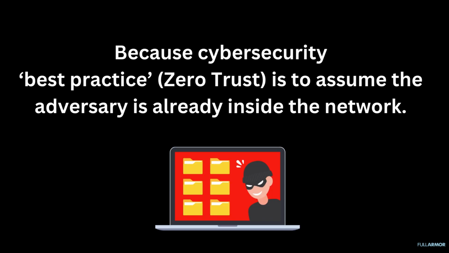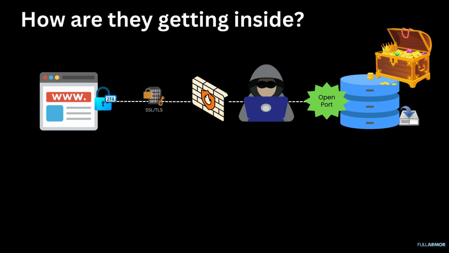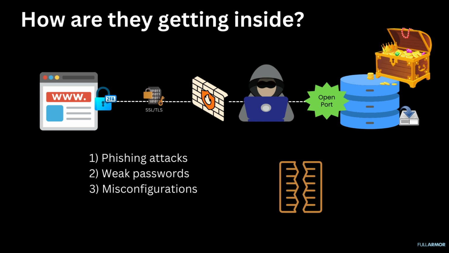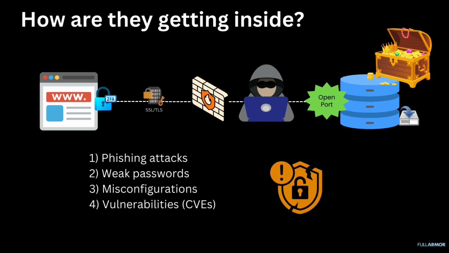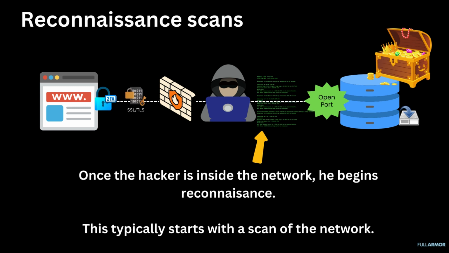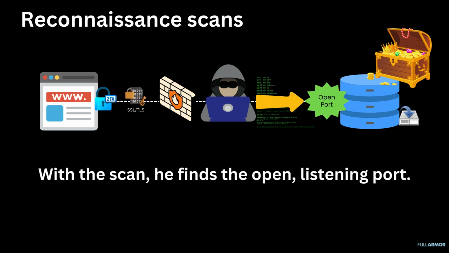Because zero trust and cybersecurity best practice is to assume that the adversary is already inside the network. How are they getting inside? Phishing attacks, weak passwords, misconfigurations, vulnerabilities, CVEs, rogue employees, and contractor breaches. Once the hacker is inside the network, he begins reconnaissance. This typically starts with a scan of the network. With the scan, he finds the open listening port.